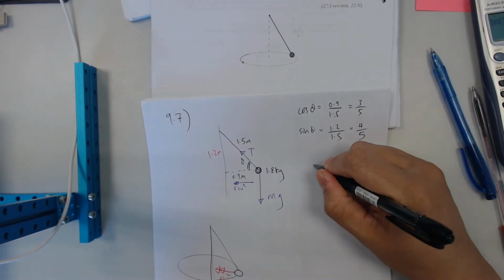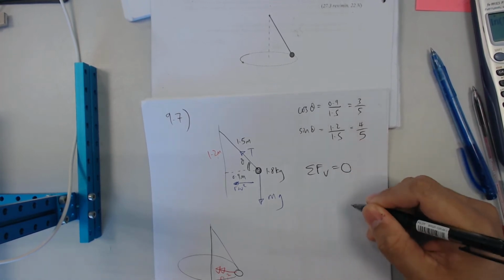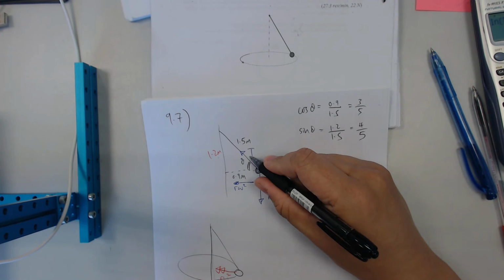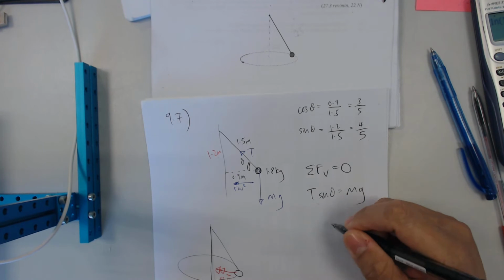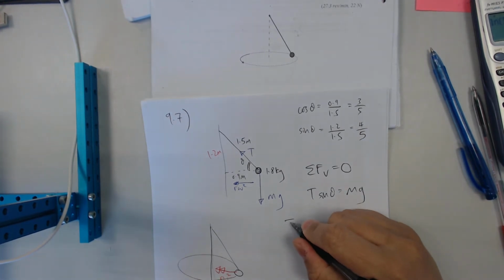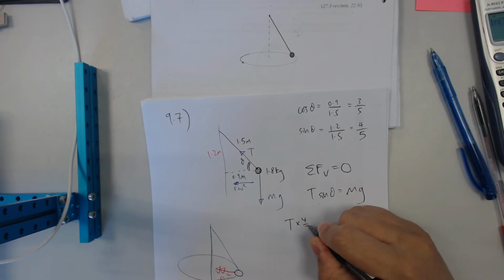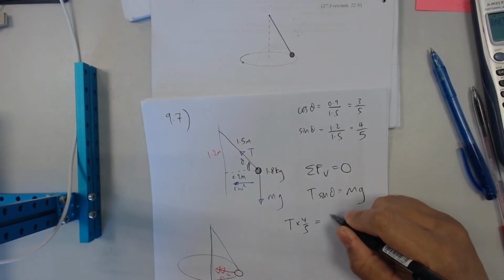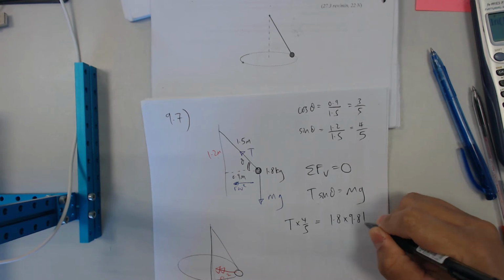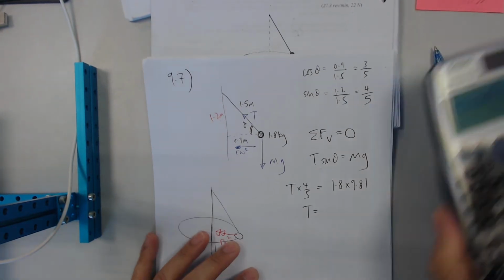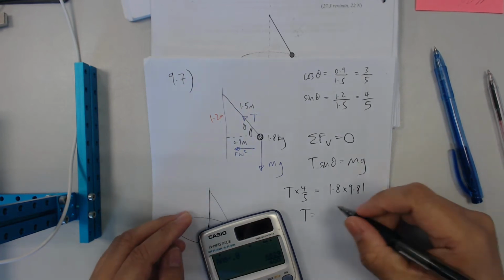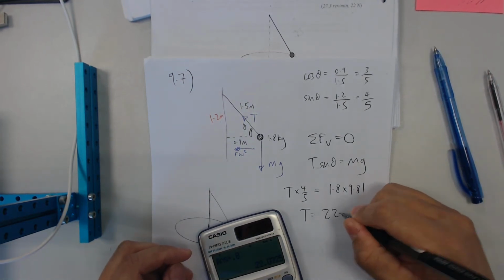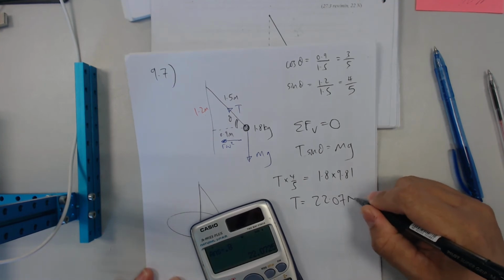Vertically, the sum of forces in the vertical direction equals 0. So your vertical component of the tension, T sine theta, is your mg. So what do I have? T times 4 over 5 equals 1.8 times 9.81. So T is 22.07 newtons.